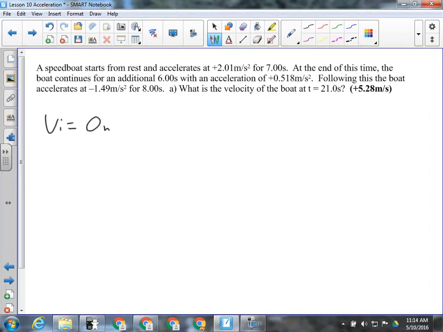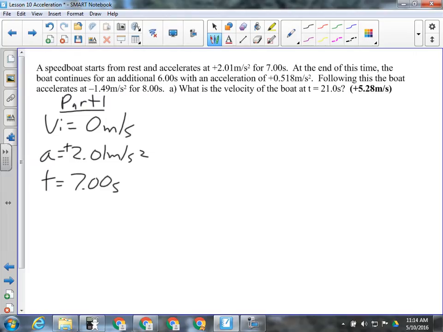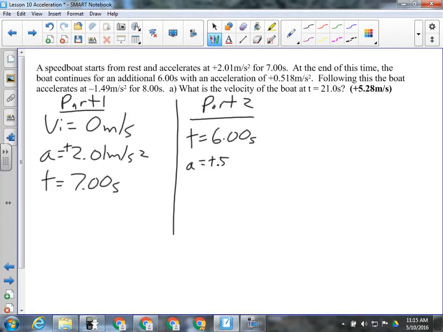So I know at least that much. VI is 0 meters per second for what I'm going to assume is part 1. And it accelerates at 2.01 meters per second squared, which is positive, so it's going faster, for 7 seconds. At the end of this time, the boat continues for an additional 6 seconds. So part 2 is going to be 6 seconds long, with an acceleration of 0.518, which is also positive, meters per second squared.